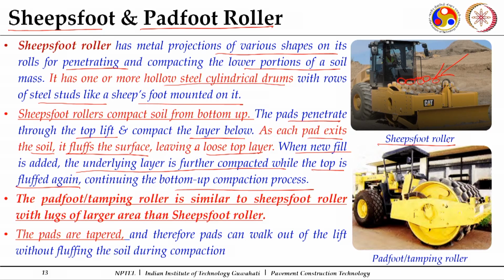Now, another one, a slight deviation, is what we call the pad foot or tamping roller. It is similar to the sheep's foot, but the important difference is that the lugs, or projected areas, are larger and they are tapered. You can see these are comparatively bigger and tapered. Since the pads are tapered, when the pads come out of the lift, there is no fluffing during the compaction. It comes out smoothly because they are tapered.